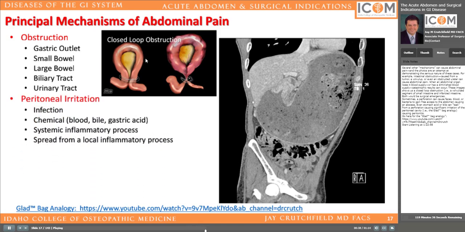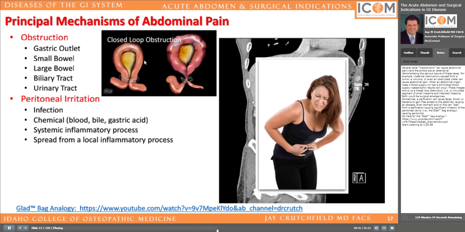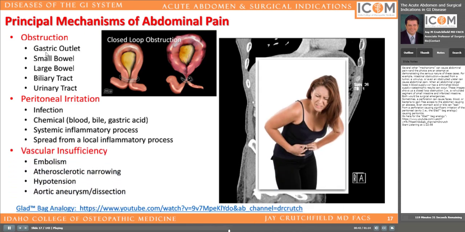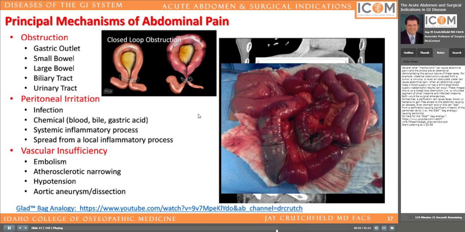Sometimes a perforation can cause feces, blood, or bacteria to gain free access to the abdomen, causing an abscess. Even stomach acid or bile can leak from a perforation, causing significant inflammation of the peritoneal cavity, i.e. the Glad bag analogy, using that as causing peritonitis. If you're not familiar with the Glad bag analogy of the structure of the abdominal cavity, I'll put a link in the comments that'll allow you to go to my YouTube site and see what I'm talking about. It'll make a lot more sense if you use this analogy to understand the anatomy of the peritoneum and the retroperitoneum.